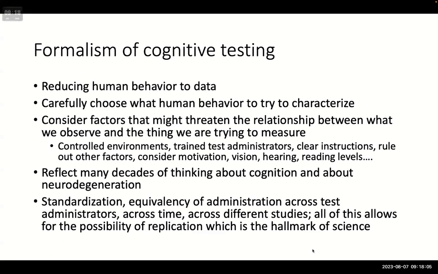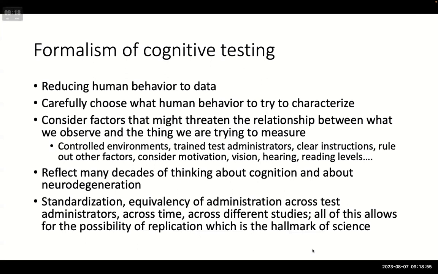So I think also in thinking about cognitive testing, when we're looking at these data, they're recorded carefully, and a lot of work is done to consider factors that might threaten the relationships we care about between what we observe and the things we're trying to get at. So, a controlled environment: a nice normal temperature room with not a lot of distractions, and very much thought about the environment in which the testing is occurring. That controls for a lot of stuff and eliminates many kinds of noise that would be there otherwise, with trained test administrators. And I think that's really important.